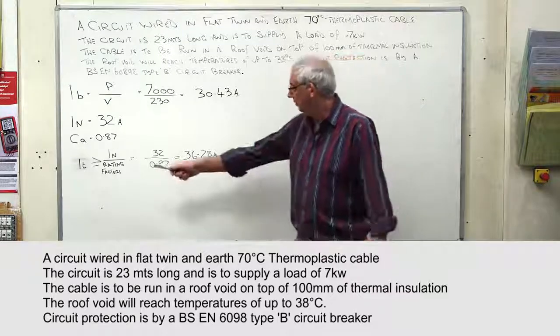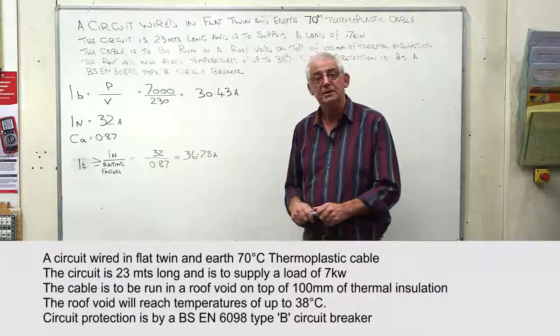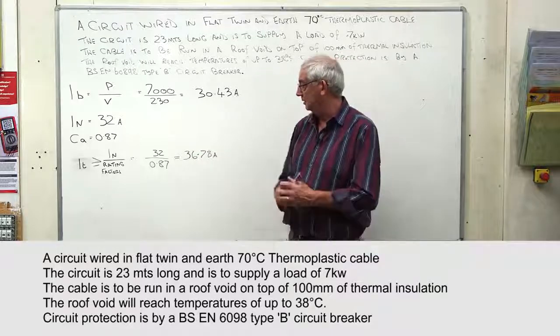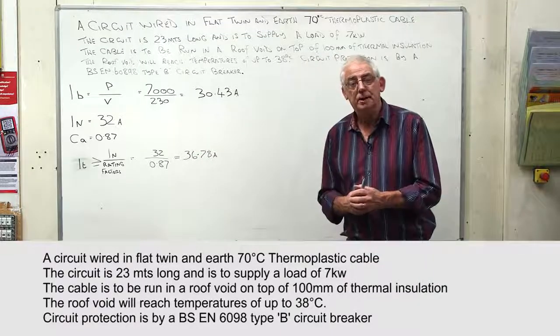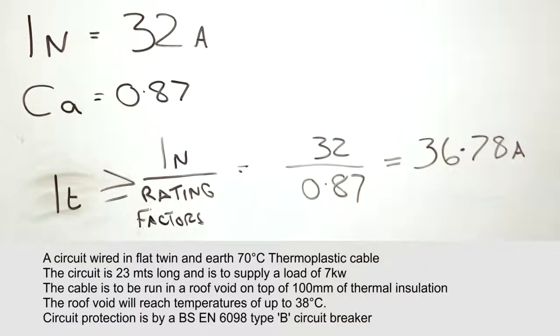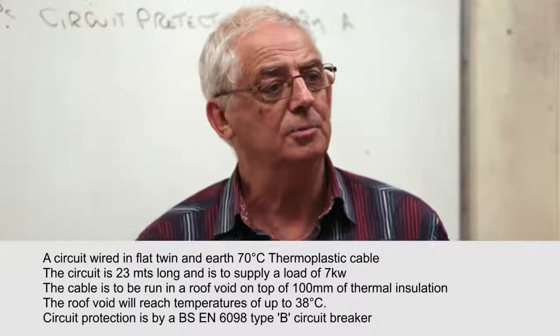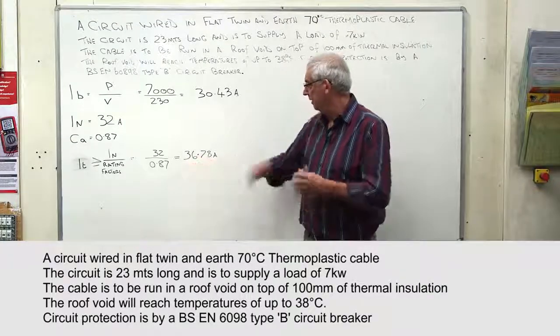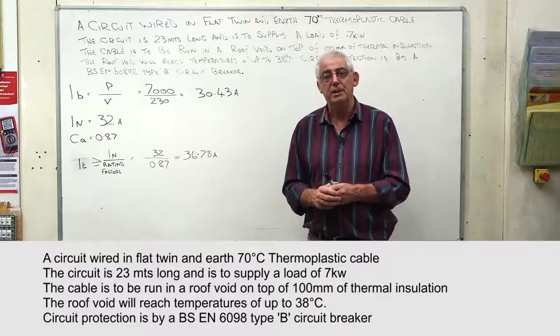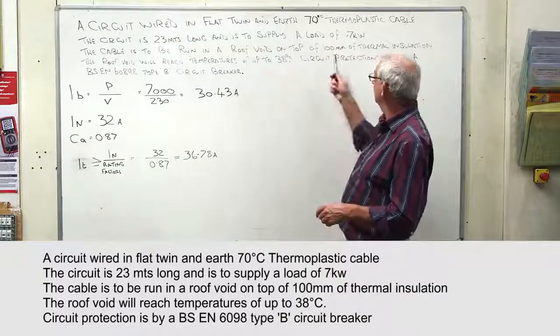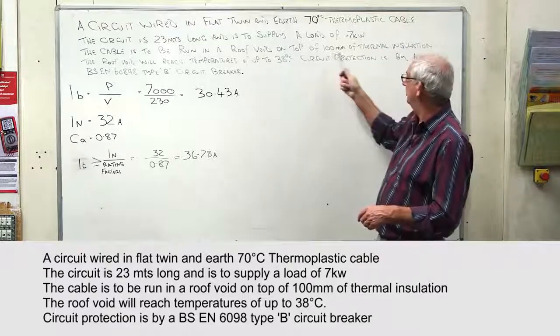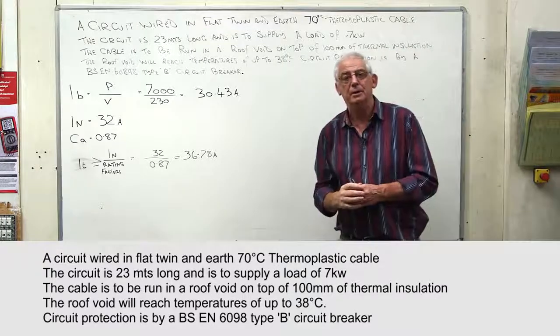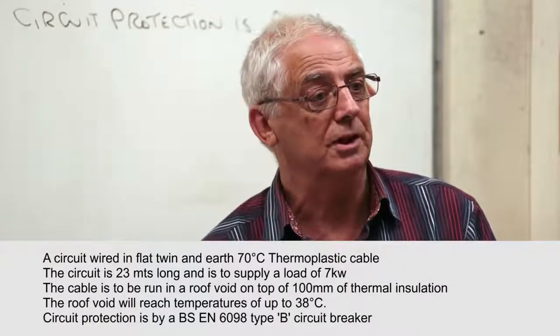So for me, I've got my rating factor of 0.87. I've divided it into my protective device rating, and I've come up with a value of 36.78 amps. All that's doing is telling me that I need to find a cable now which can carry 36.78 amps under the installed condition of being in a roof void on top of 100 millimetres of thermal insulation.